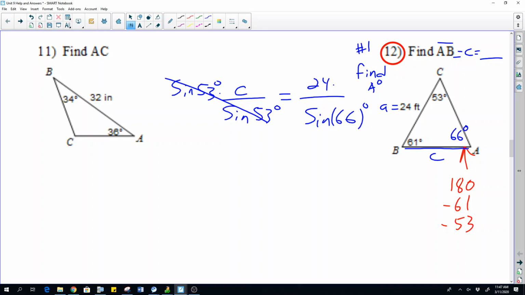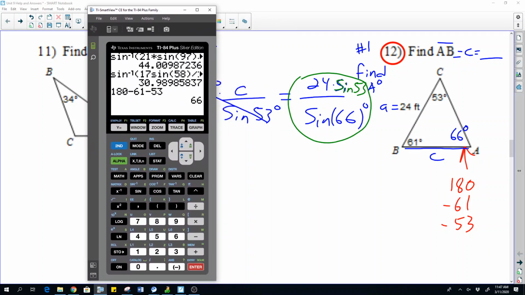Make sure that you put it right here next to it, and the reason why is because we don't want to mix up the 24 with our angle. So 24 times sine 53 is what we're going to do. And that's it. That's going to be little c. So go ahead and plug it into your calculator now.